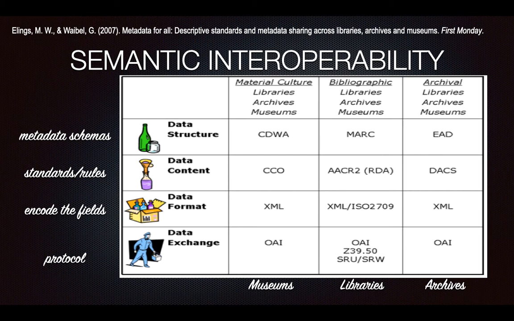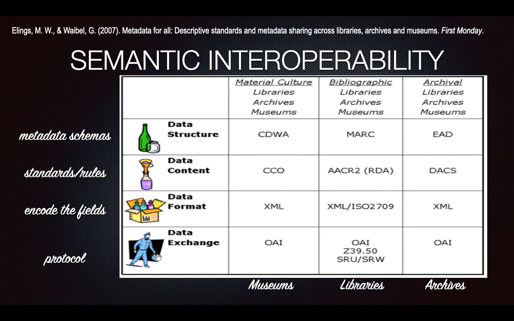The data format is how the information is encoded. And this is important because you'll notice they're all encoded in XML. CDWA, MARC, and EAD use that. So once you go there, you then go to the last part, and that's the data exchange. That's the protocol that allows us to share the collection of records. So all three use Open Archives Initiative, the OAI, for metadata harvesting protocols. And these were developed to work with encoded collections in XML. And that is what makes data harvesting possible for aggregators.